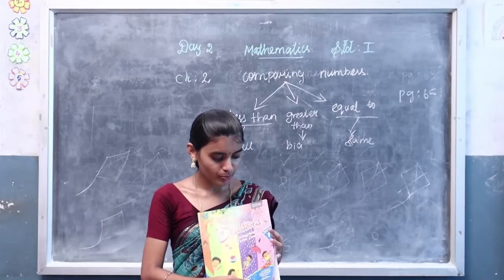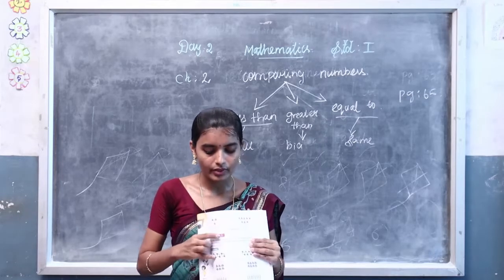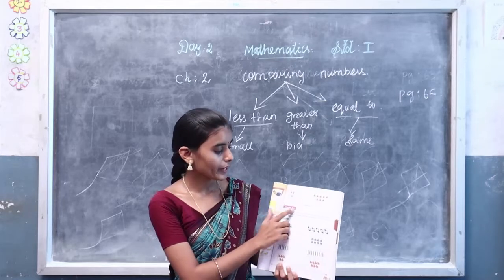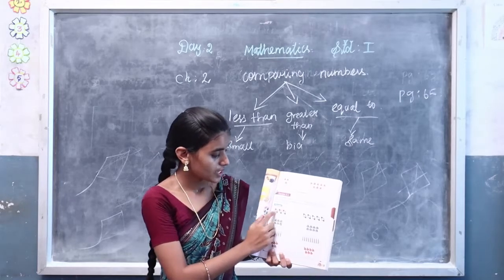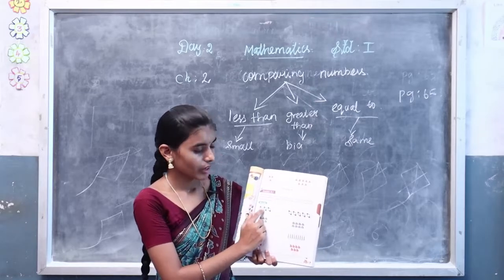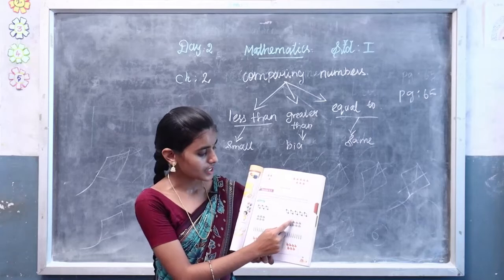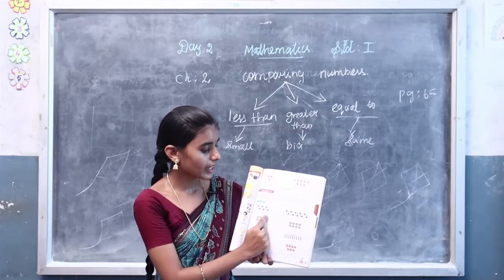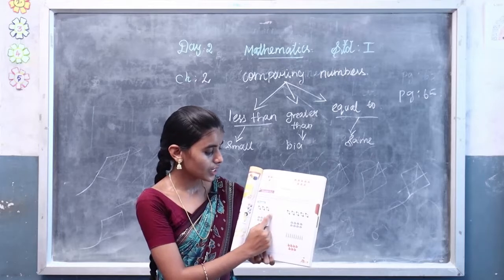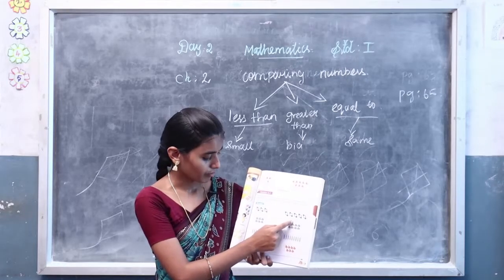Take your Oxford Seasons book, page number 65. Take page number 65 and take your pencil also. See exercise 2.1. See the first example. They have given some watches here. In the first box 3 watches. In the second box 5 watches. They have already given the answer also. So 3 is less than 5. 3 is the smaller number than 5.